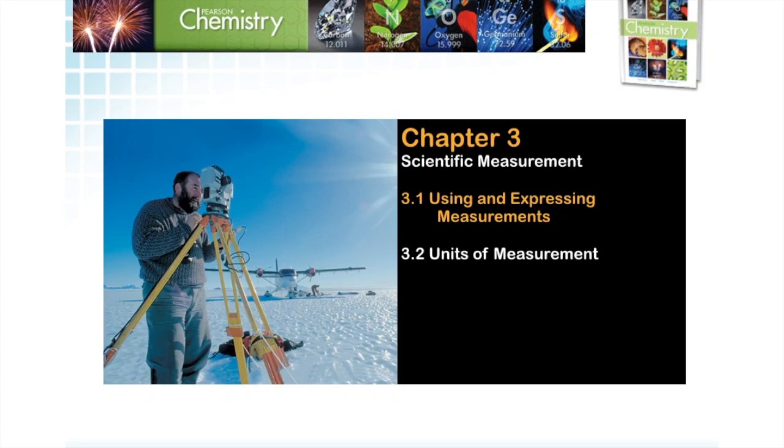All right, here we go. We're going to start with scientific measurements. Measurements are very important in chemistry, and numbers are very important in chemistry, and how to use them properly is very, very important in chemistry. So we're going to start with using and expressing measurements, and then the units of measurement that we use in science.